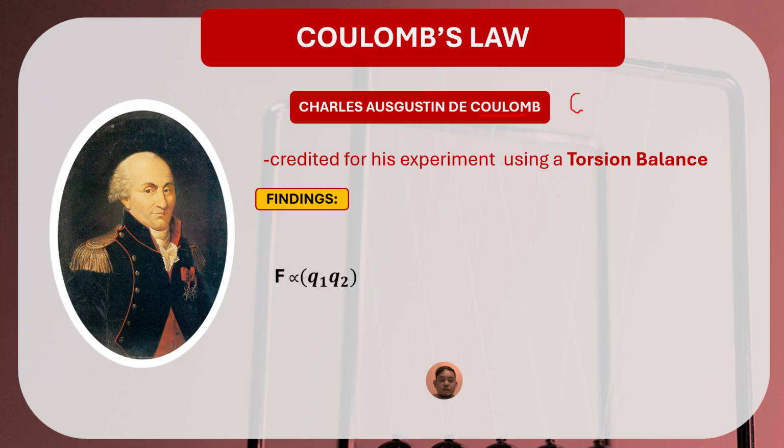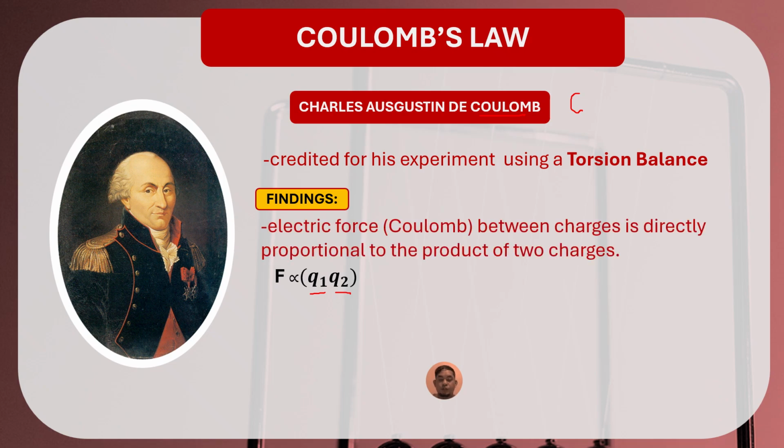We have this equation. Force is directly proportional to the product of these two charges. So just multiply charge 1 and charge 2. The greater the product of the charges, the higher the force, and the smaller the product, the lesser the force. So it's directly proportional. The electric force, or Coulomb force, between charges is directly proportional to the product of the two charges.